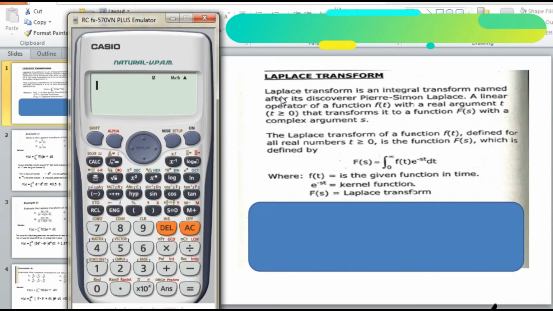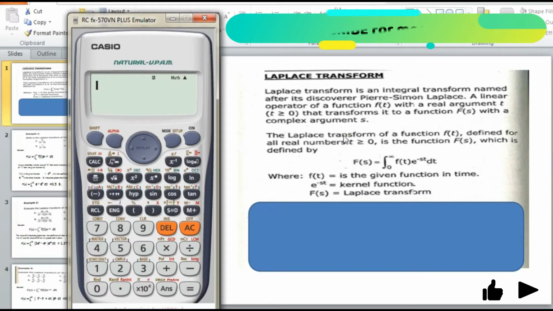In this video guys, we will discuss about Laplace transform. Laplace transform is an integral transform named after its discoverer Pierre Simon Laplace. A linear operator of a function f of t with a real argument t, where t is equal to or greater than 0, that transforms it to a function f of s with a complex argument s.